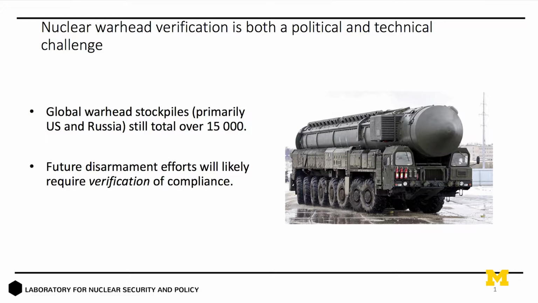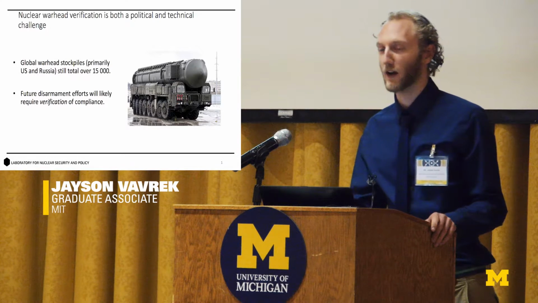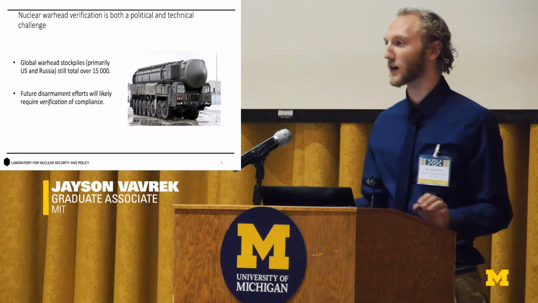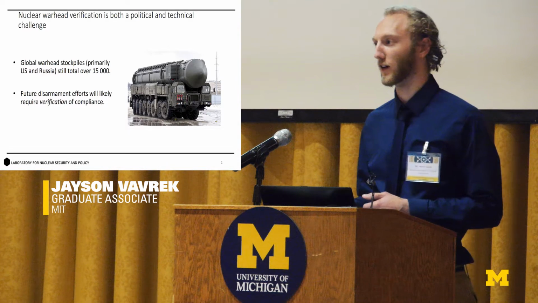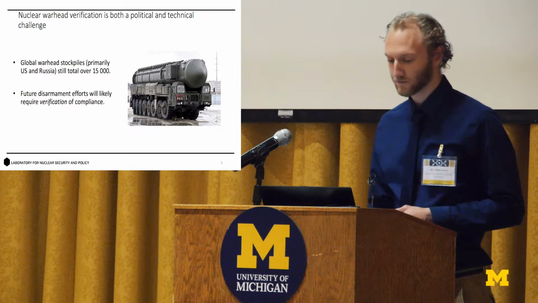So as some context, nuclear warhead verification, as we know, is a political and a technical challenge, and global warhead stockpiles are still estimated to be about 15,000 warheads worldwide, primarily in the US and Russia. So that's a lot of warheads to eventually, hopefully, get rid of. Any future disarmament efforts are probably going to require some sort of mechanism for verifying that the US and Russia, mostly, are complying with the treaties.